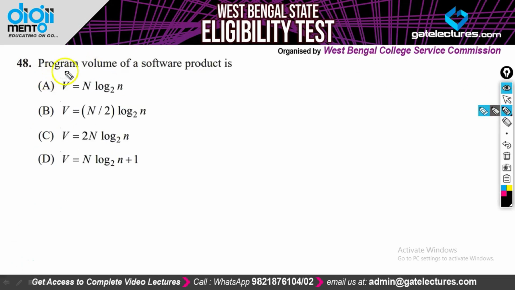So here we have a question, program volume of a software product is, and we have given a few options, and this is used to find the complexity of our software. There is a metric and so many parameters through which we find the complexity of our software, like vocabulary, testing time, size, difficulty, errors, and efforts. And volume is one part of it. For the program volume, we know how to calculate it. It is calculated as V is equal to size into log base 2 vocabulary.